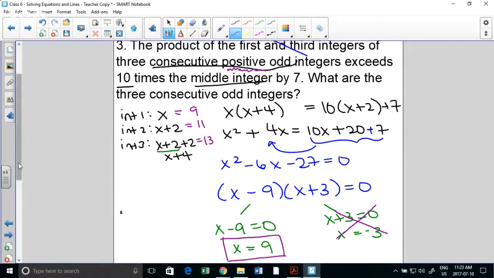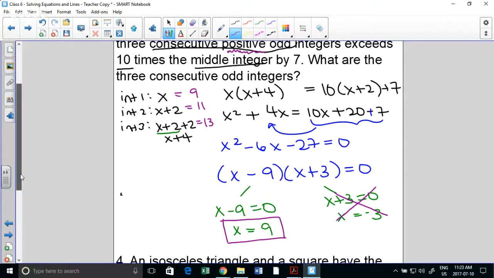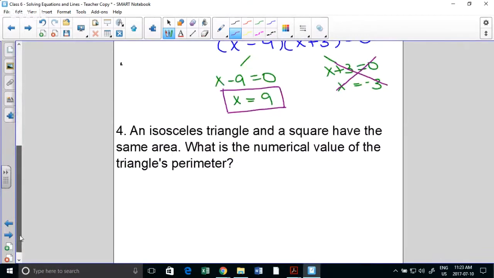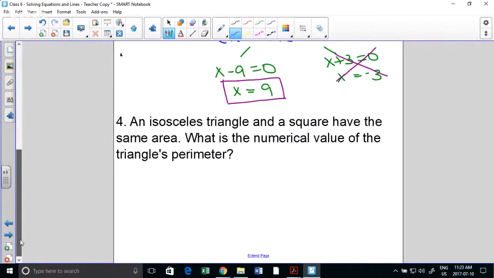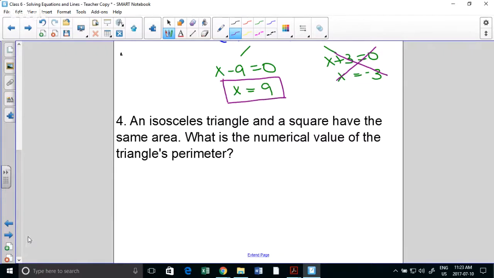We'll just set up one more. Or not going to do this one. That's it's a little bit too hard.